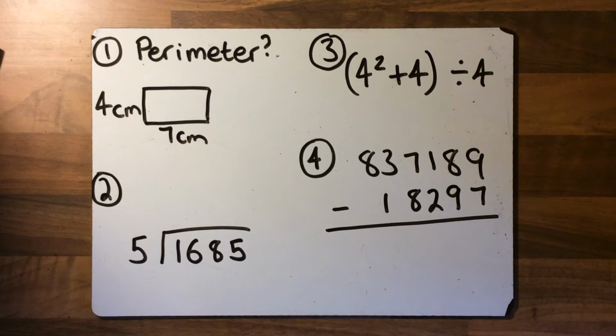So we've got a question here on perimeter, which is what we looked at briefly yesterday. Division question, a BIDMAS question, and a subtraction question. So you might want to pause the video there, have a go at these 4 questions, and then continue the video to see how they should have been solved.